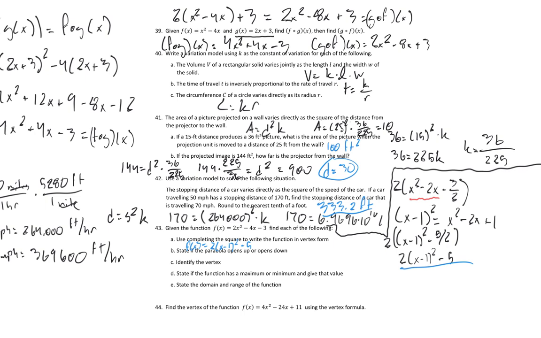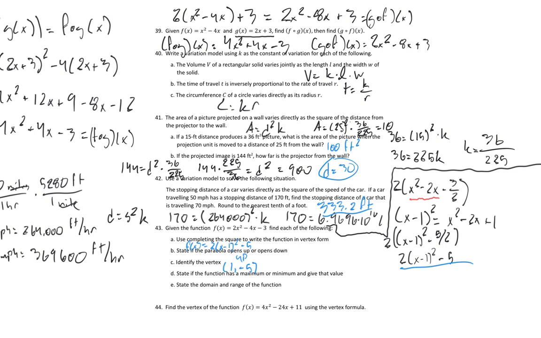Okay, so what's next? State if the parabola opens up or down. Well, the 2 in front of x squared is positive, so I'd say that this one opens up. Identify the vertex. Well, we already wrote it in vertex form. So remember, vertex form has the h and k: x minus h on the inside, and then plus k at the end. So minus h, so we are subtracting 1. So the first coordinate should be 1. Then plus k, well, plus negative 5 at the end. So our vertex should be (1, negative 5).